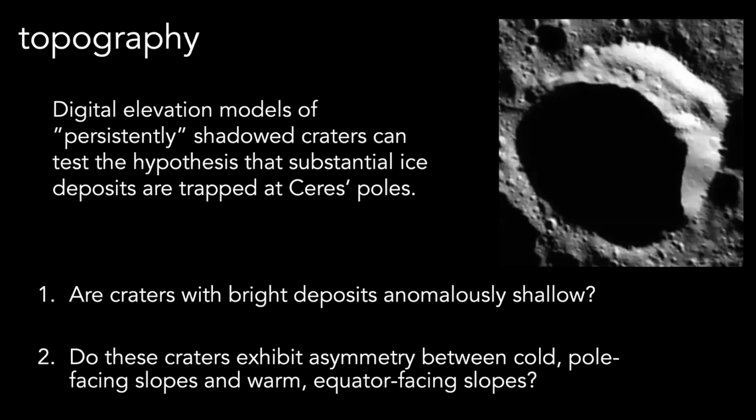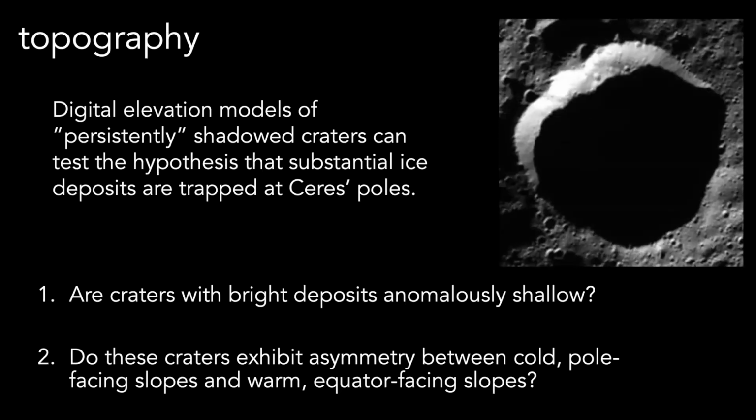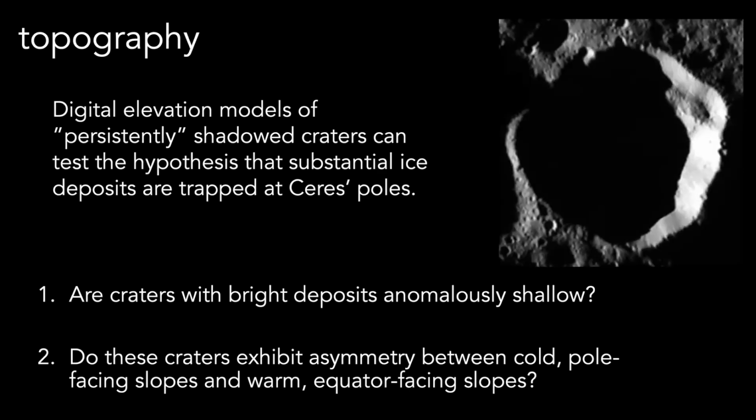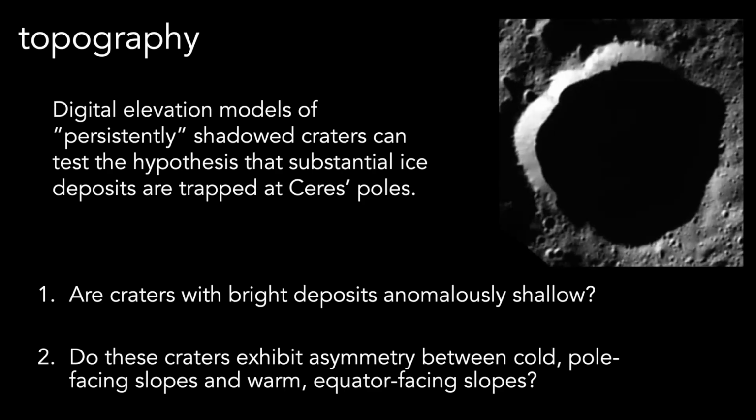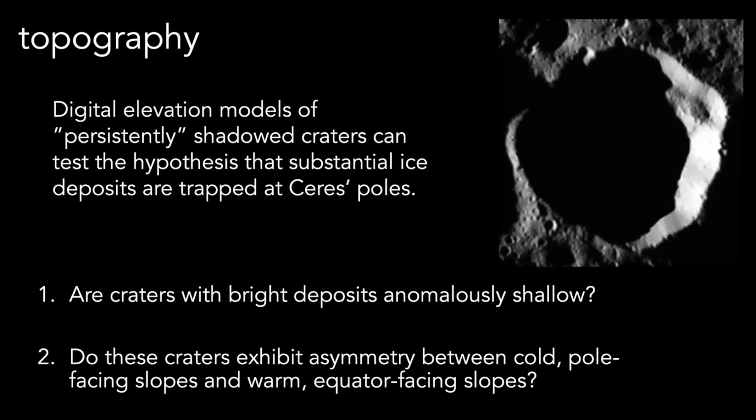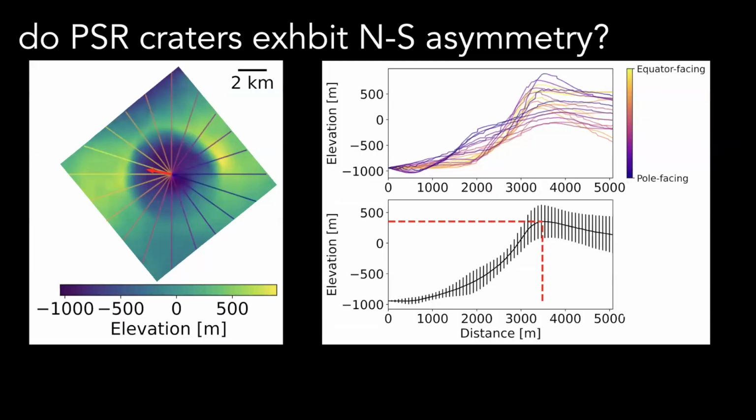But that leaves the possibility that there could be some subtle asymmetry between these pole-facing and equator-facing slopes that would suggest that volatiles have played a role in shaping these craters since their formation. So we next tried to characterize that asymmetry, and since we already took all these profiles, we might as well start by using them. And you can see just by looking at these profiles that this crater is not very symmetric. There's a lot of spread from profile to profile.